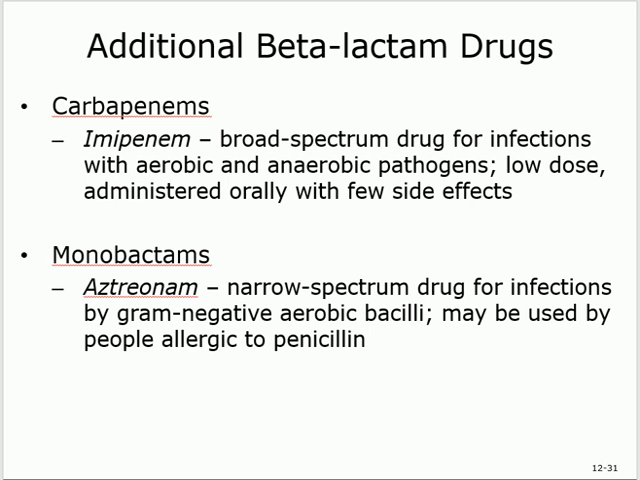Next group is carbapenems and monobactam. Imipenem is a broad spectrum that works against aerobic and anaerobic. Aztreonam is a narrow spectrum that works against gram-negative specifically. Okay? Penicillin and cephalosporin are more important, but if you wanted to remember, imipenem and aztreonam, imipenem works against aerobic and anaerobic.